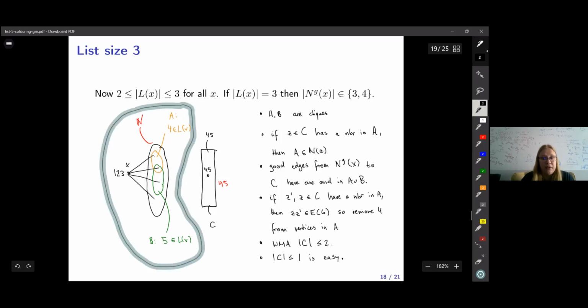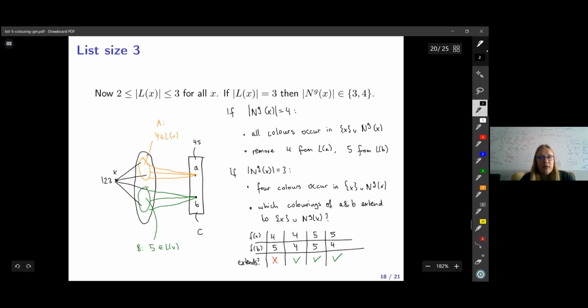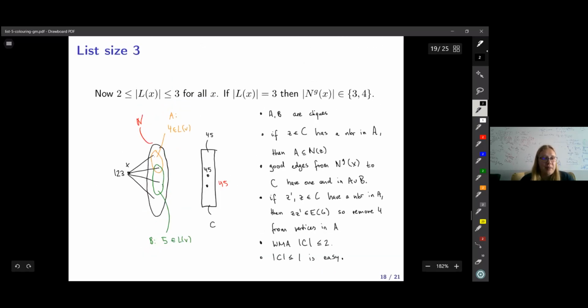In the graph of good edges, this is a clique cut set, and so coloring along clique cut sets is easy. So we just need to worry about the case when there actually are 2 vertices here. And almost done.